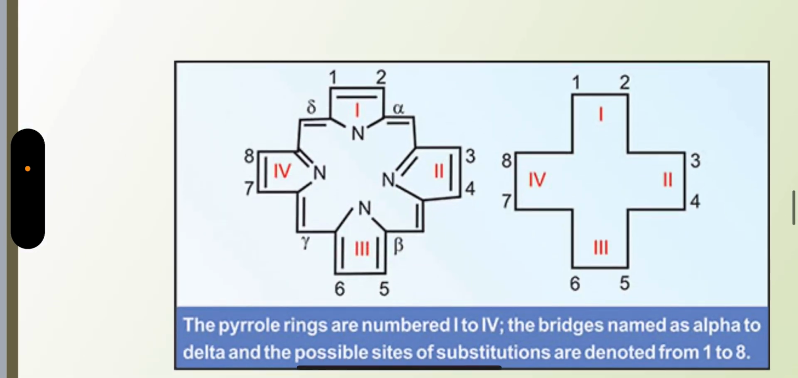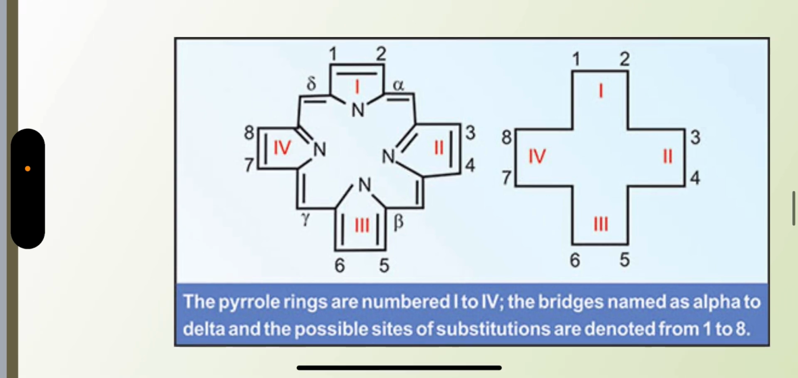Again, in this representation of the structure of hemoglobin, you can see the numbering of pyrrole rings, the bridges named alpha to delta, and the side chains 1 to 8.